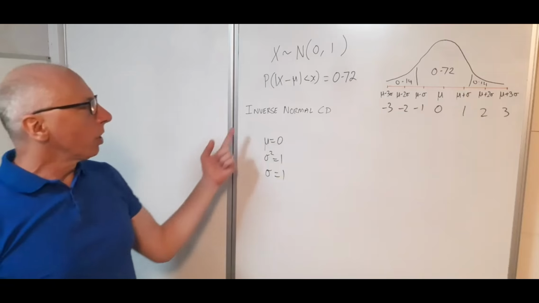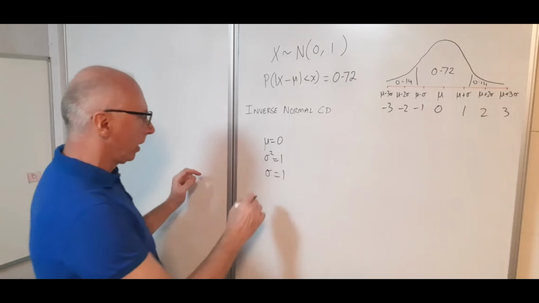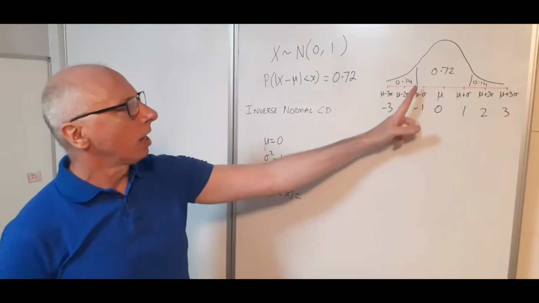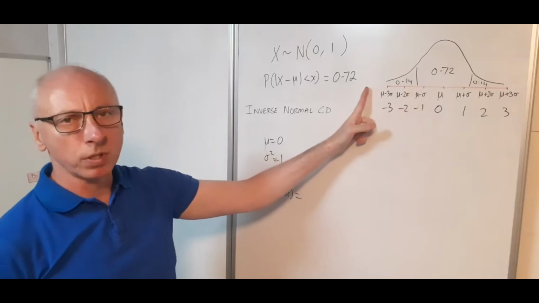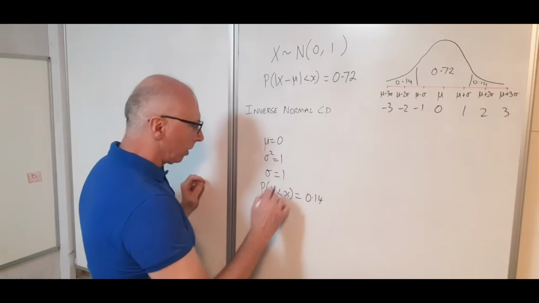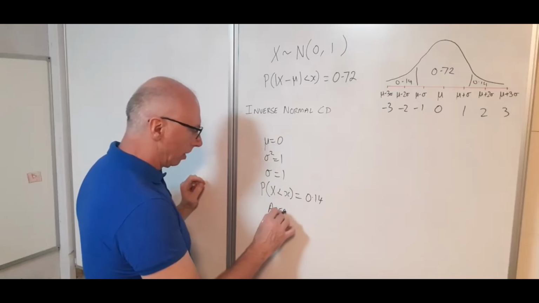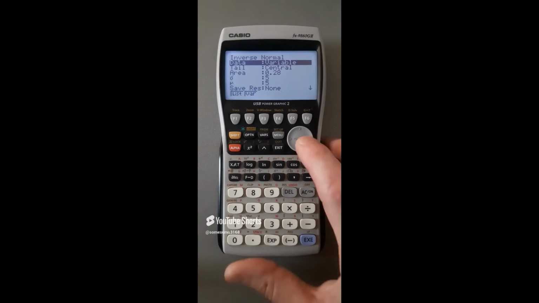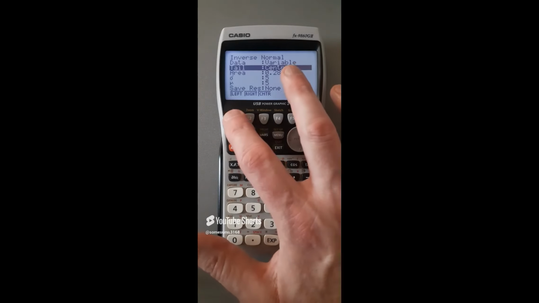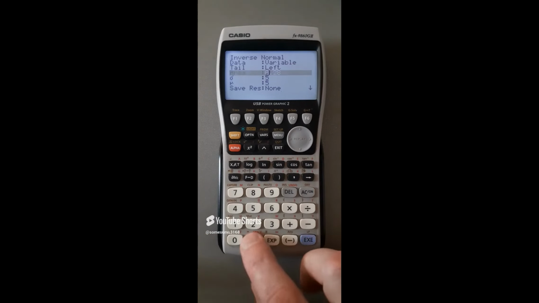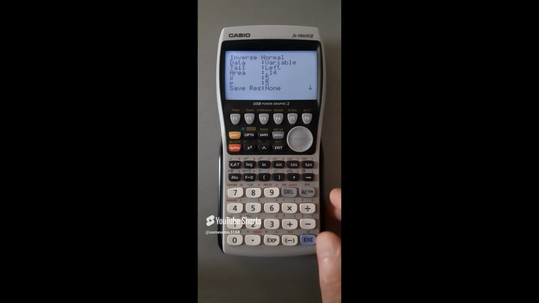So now what we can do is we can use the inverse normal CD function on our calculator. Probability X is less than x equals, the calculator is going to work from this point downwards. So we've got 0.14, so that means we need to type in our calculator area equals 0.14. So we've got it set on variable, which is what we want. Let's pick the left tail as per the question, and the area we want as 0.14. So we've got that in there.